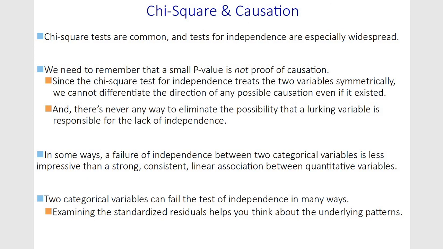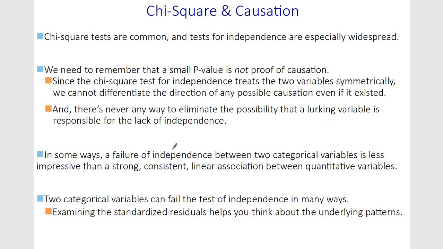Chi-square tests are pretty common, but we have to remember that a small p-value does not prove causation. Correlation is not causation. It treats the two variables symmetrically, the same. We can't differentiate the causes, if there existed any. We can't eliminate a lurking variable. So you just have to be careful.